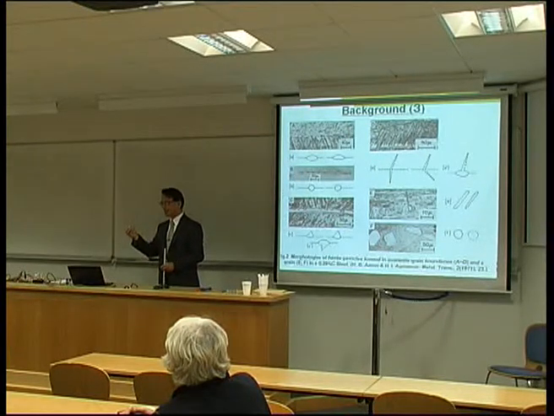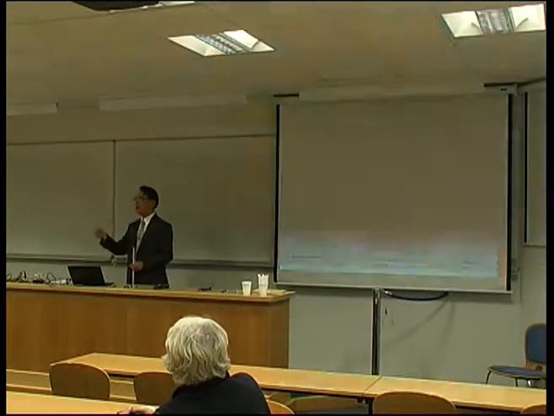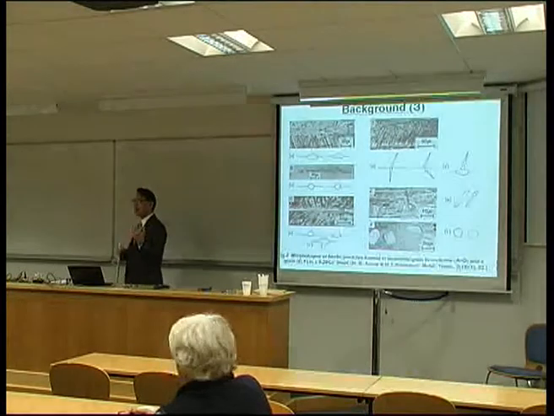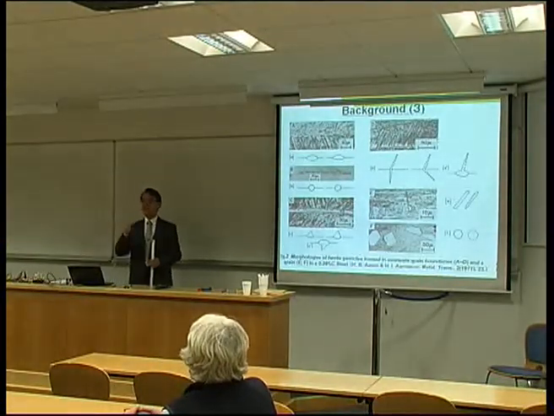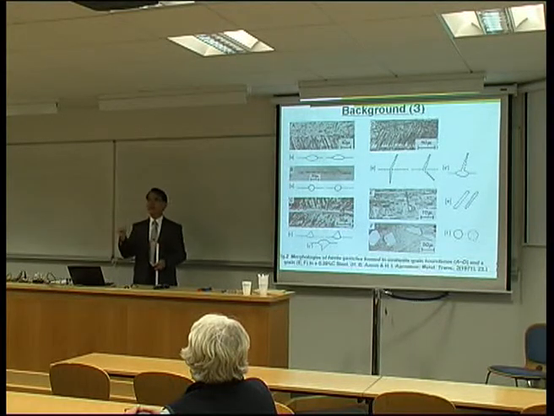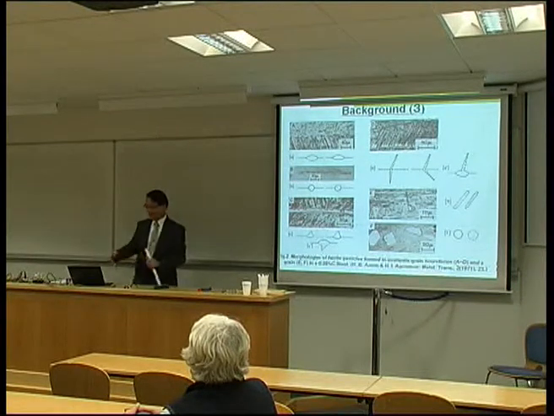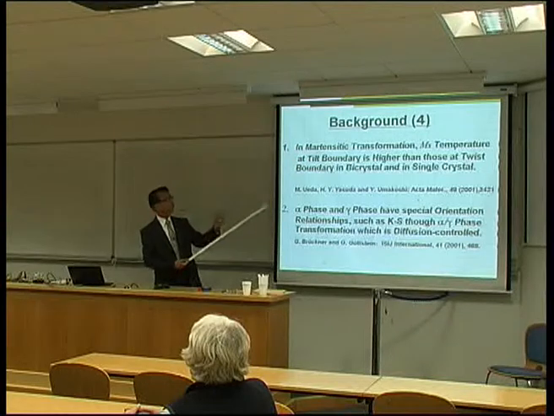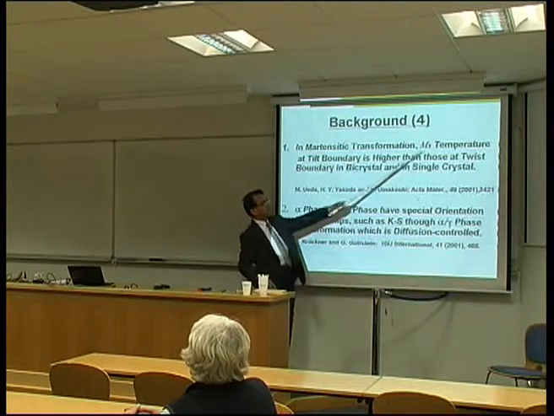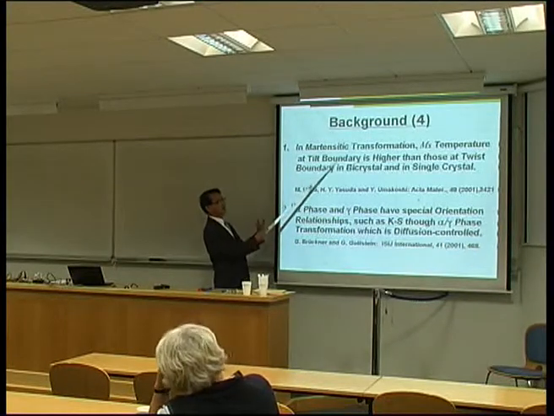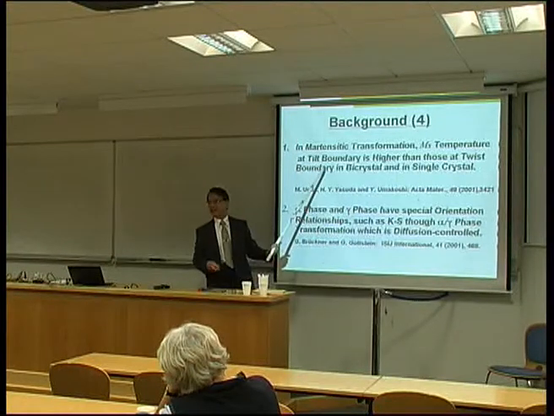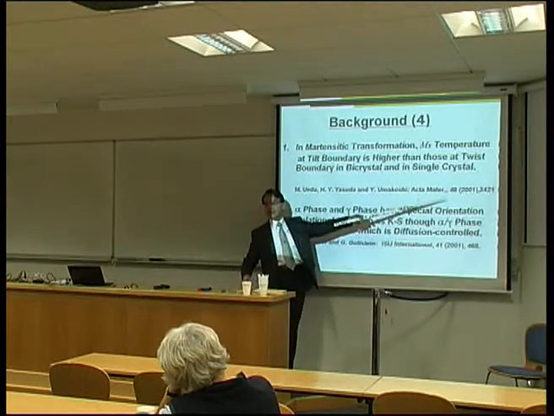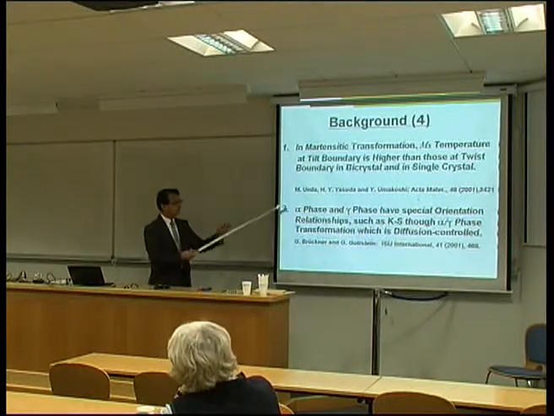Particularly, we are very much interested in the effects of grain boundary character or structure. Because as I already mentioned, the individual boundary has its own character, its own structure, and such interfacial phenomena strongly depend on the boundary character and structure. So this is the reason. And then, from recent literature, we know such a thing. For example, in martensitic transformation, the Ms temperature at, for example, a tilt boundary is higher than that at a twist boundary if you use a bicrystal sample. This is a recent work.